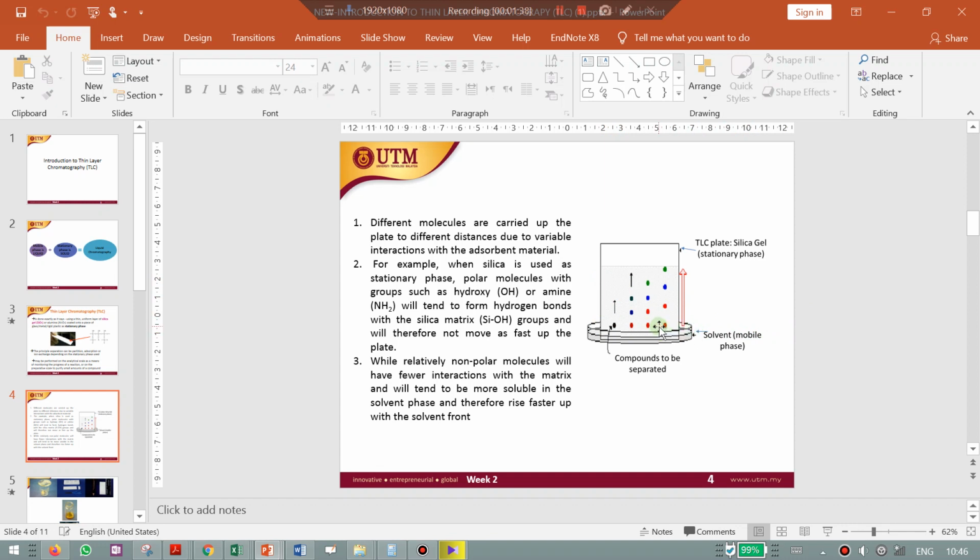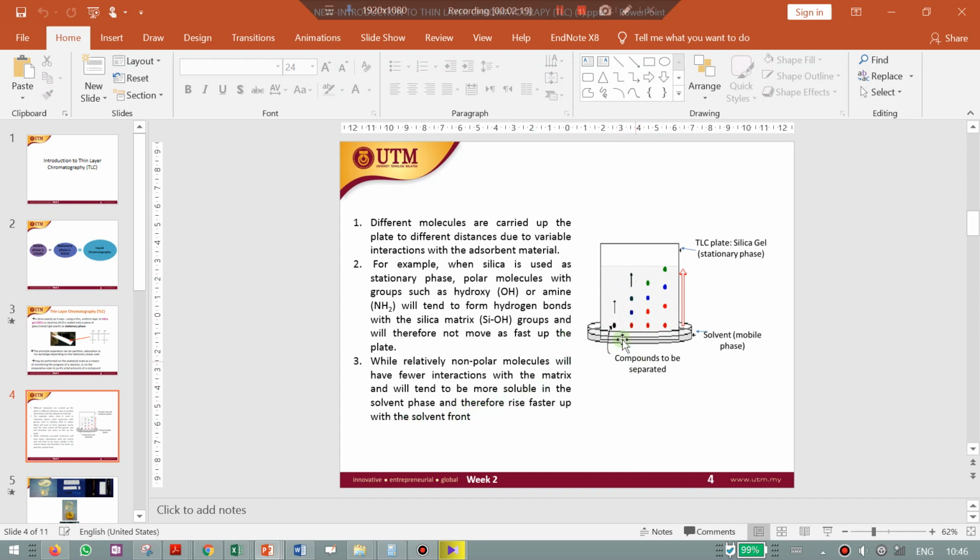Why is that? Because a non-polar compound will not have a very strong interaction with the stationary phase. It will not stick for long on your TLC surface, so it moves upward more easily. The solvent carries it more easily. While a relatively non-polar molecule will have fewer interactions. Here we use TLC with silica hydroxyl, which is a little bit polar, so it will interact with the polar one. The non-polar has very little interaction, so it is more soluble and will rise up faster, together with the solvent front.